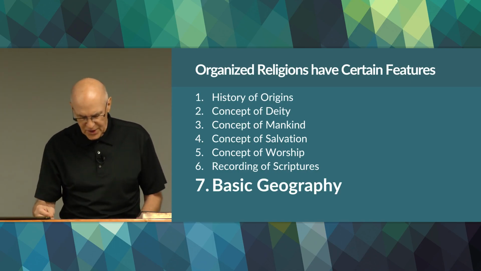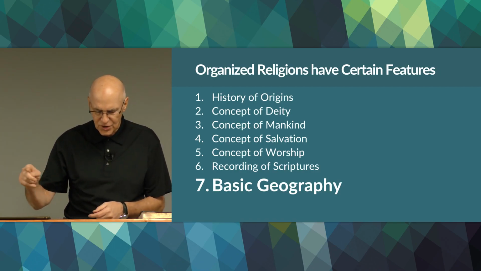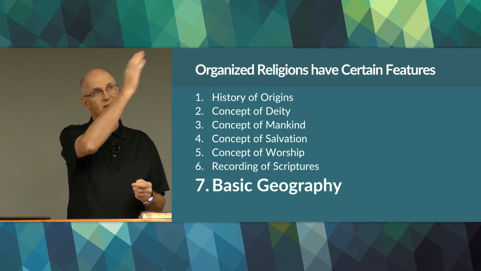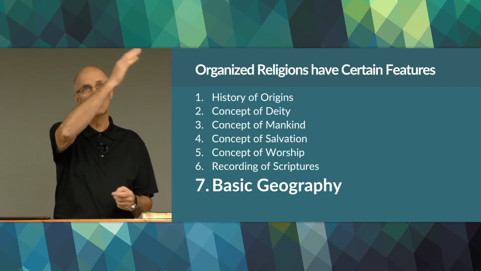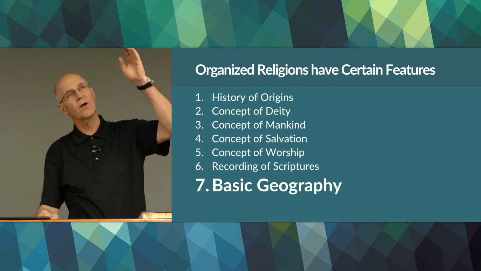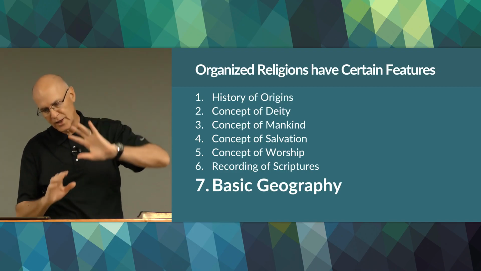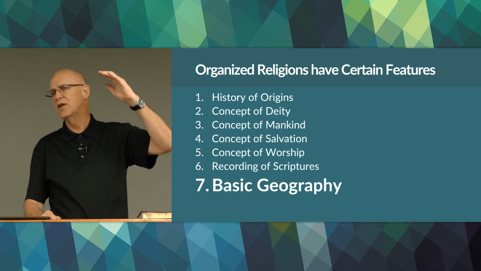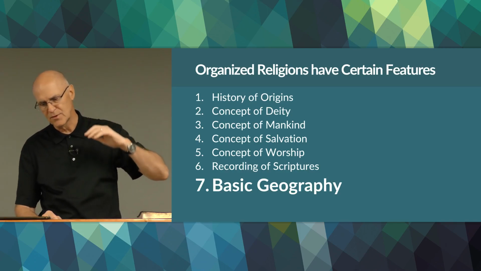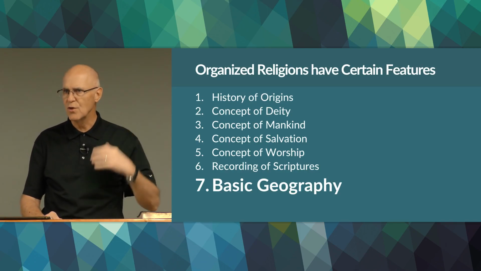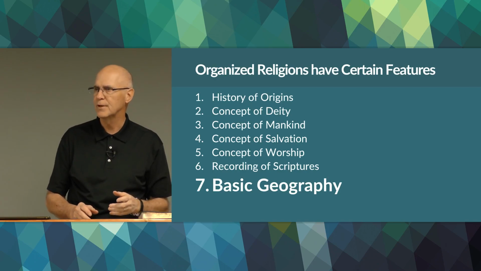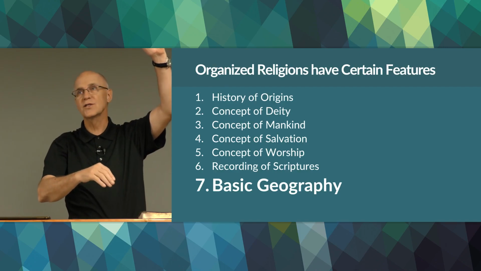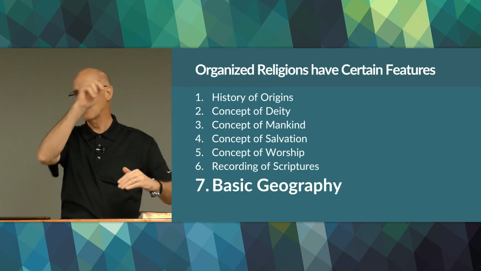Now, the nature of our study will be to compare the different religions of the world according to these categories. So imagine at the top we've got the different religions, the 11 or 12 different religions, and for each religion, we're going to examine very briefly the history of its origin, their concept of deity, their concept of mankind, their concept of salvation, of worship, of scriptures, where they are geographically. So it's like a graph. All the religions are on the top, and then on the side are all the categories.